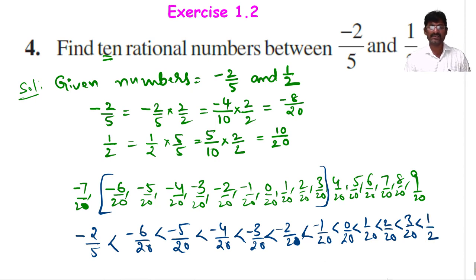Like that we can write 10 rational numbers between negative 2 by 5 and 1 by 2. Of course, you need not take these 10. You can take other 10 also, starting from here. That's your wish. Out of these many numbers, you can pick any 10. That's it. Understand? Let's go to the next problem.